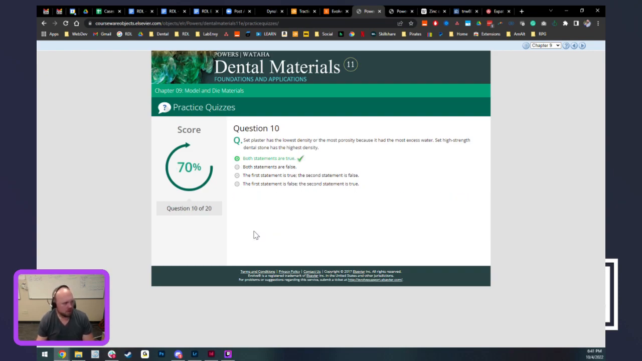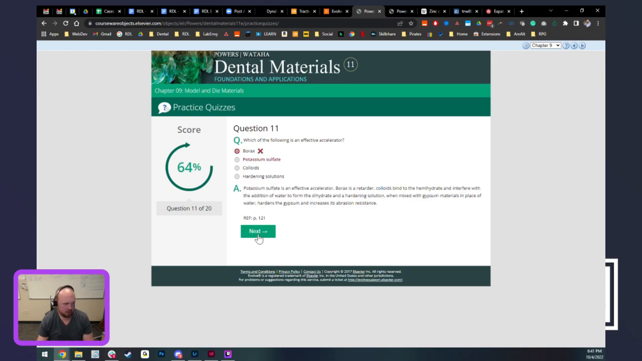Question 11, which of the following is an effective accelerator? Borax, potassium sulfate, colloids, hardening solutions. Pretty sure it's potassium sulfate. Potassium sulfate is an effective accelerator. Borax is a retarder, and colloids bind to the hemihydrate and interfere with the addition of water to form the dihydrate. A hardening solution, when mixed with gypsum materials in place of water, hardens the gypsum and increases its abrasion resistance.